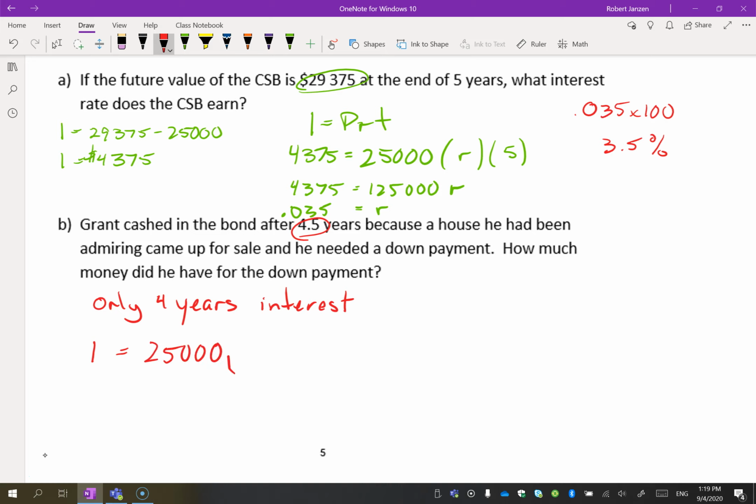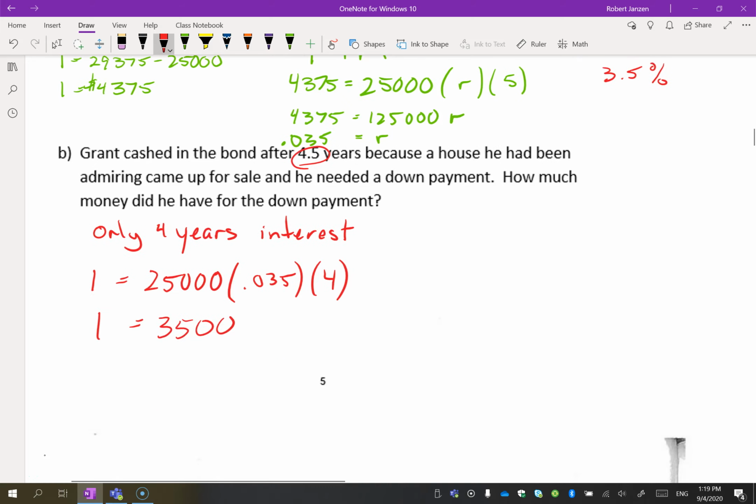Okay, so let's figure out how much the interest is here. 25,000 times 0.035 times 4. So that you can just put that all in the calculator exactly like you see it. And the interest is 3,500. So how much money did he have? He would have had 25,000 plus 3,500 equals 28,500 for the down payment.